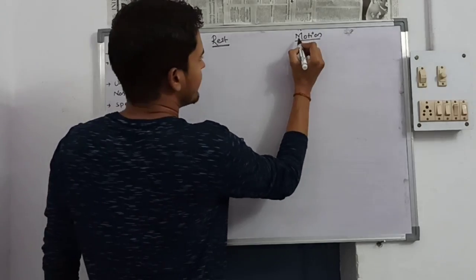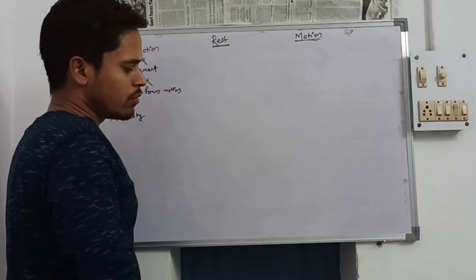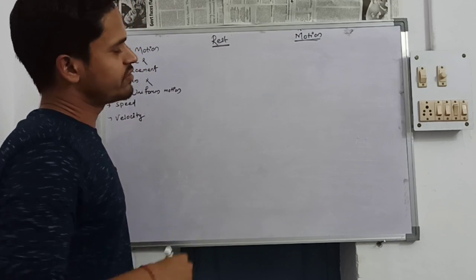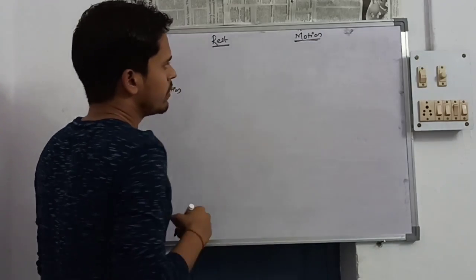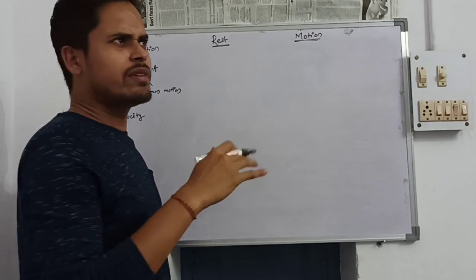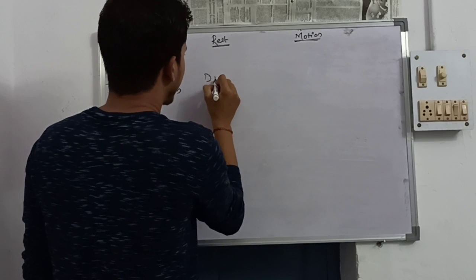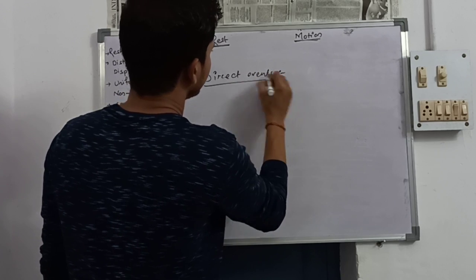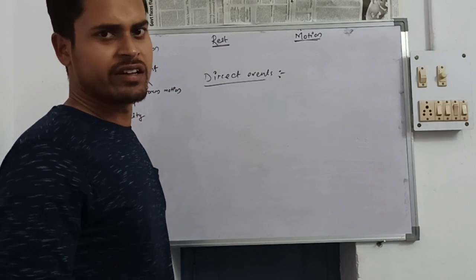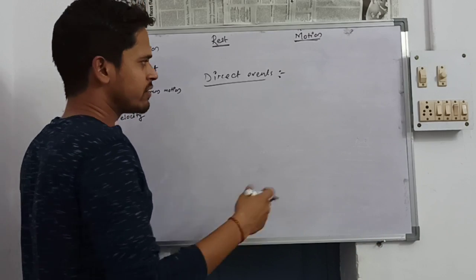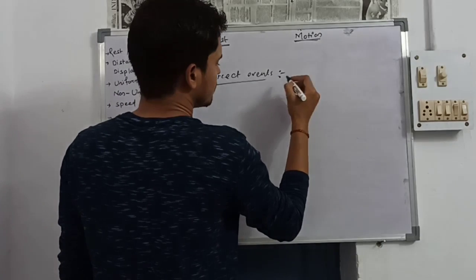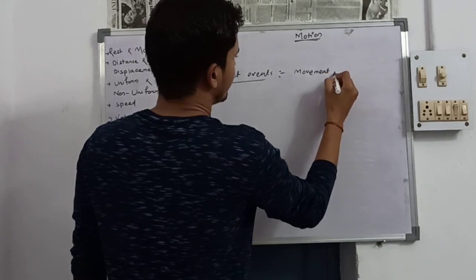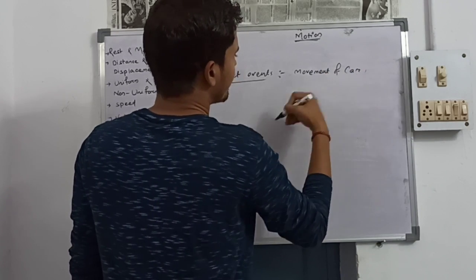So now we will see what is rest and what is motion. In our day-to-day life, we can observe motion by some direct events, such as when a car is moving. It is a direct event. We can see that car and tell that the car is in motion, the movement of the car.